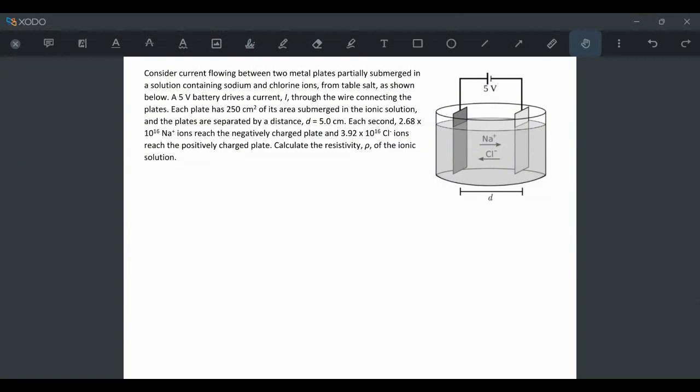So we've got a current flowing between 2 metal plates, which are partially submerged in a solution containing sodium and chlorine ions. We're told these are from table salt, for whatever that's worth, and it's shown in this schematic on the right. There's a 5-volt battery connected to the plates that's driving current through this wire here, and then also through the solution. Each plate has an area of 250 centimeters squared, and this is just the area that's submerged here.